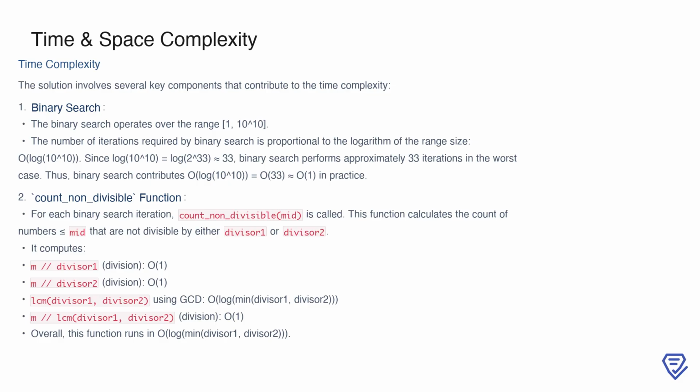Next, we consider the count_non_divisible function, which is called during each binary search step. This function determines how many numbers up to a given value mid are not divisible by either divisor 1 or divisor 2. To achieve this, it performs a series of operations, calculating m/divisor 1, m/divisor 2, and the least common multiple of the two divisors. The LCM calculation involves finding the greatest common divisor using the Euclidean algorithm, which runs in log min divisor 1 divisor 2. Therefore, the count_non_divisible function has a time complexity of log min divisor 1 divisor 2.